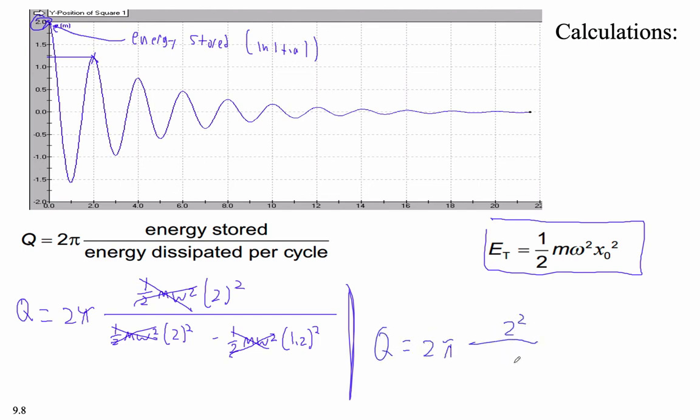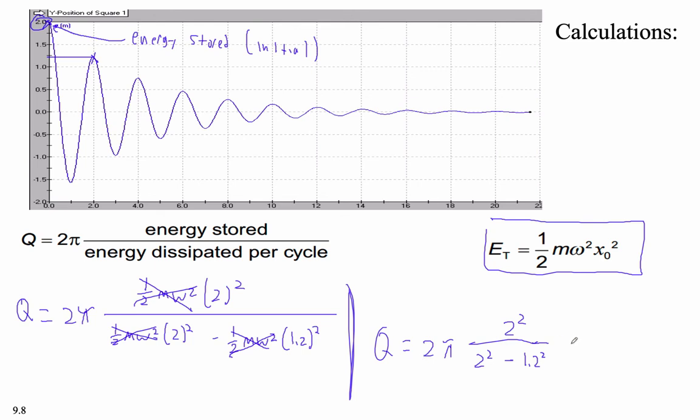In fact, in the mark schemes, they just do this. They don't even bother with canceling that or showing anything. They're just like, you should just know it's this. Okay, which I don't know. It's not my favorite. Okay, so let's do this calculation. So we'll go 2. Whoops, got to turn your calculator on first. 2 pi times 2 squared divided by parentheses 2 squared minus 1.2 squared.